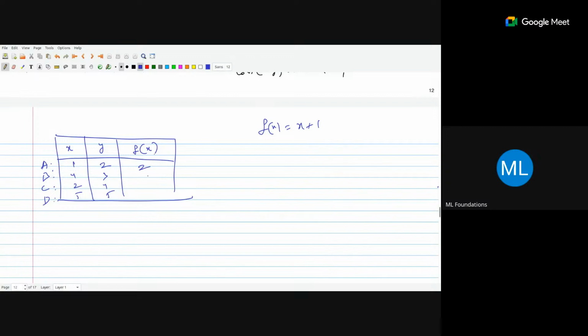And this will be 2, this will be 5. So it's like 1 plus 1, 2, 4 plus 1 5, 2 plus 1 3, 5 plus 1 6. So my loss will be 1 by 4 summation, or I will just go point by point. So for the first point, my y is 2 and f of x is also 2. That will be 2 minus 2 whole square plus 5 minus 3 whole square plus 3 minus 4 whole square.